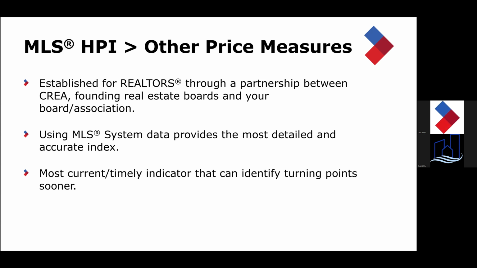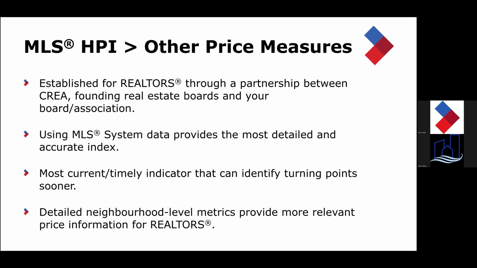Now, the HPI is also a constant quality index that provides an apples-to-apples comparison over time. What does that mean? It means that it also enables meaningful month-over-month comparisons in price trends, and it can identify turning points sooner than other price measures. And as I mentioned before, the HPI also goes deeper. It's beyond the usual market level stats. It's going to go all the way down to the neighborhood level, which is going to be the most useful for you when looking at market trends.